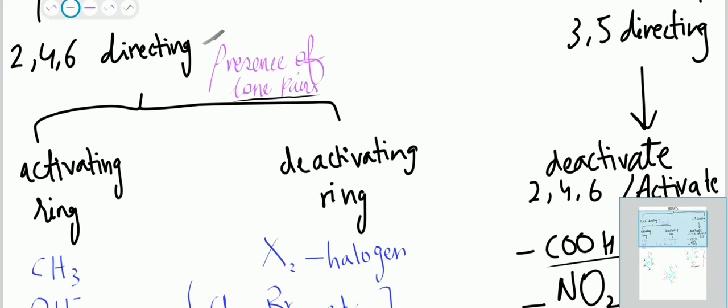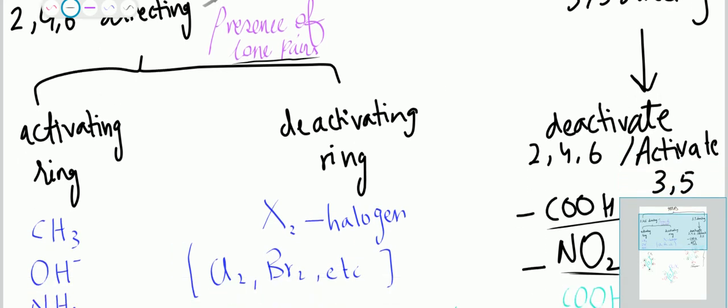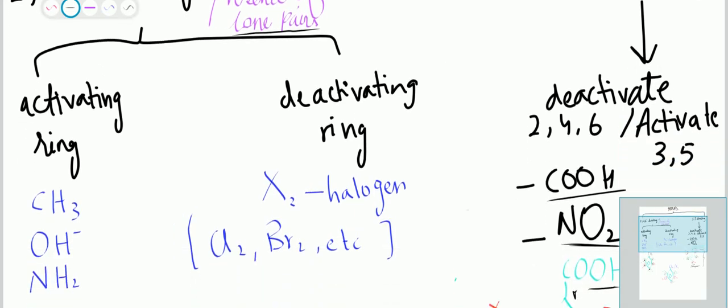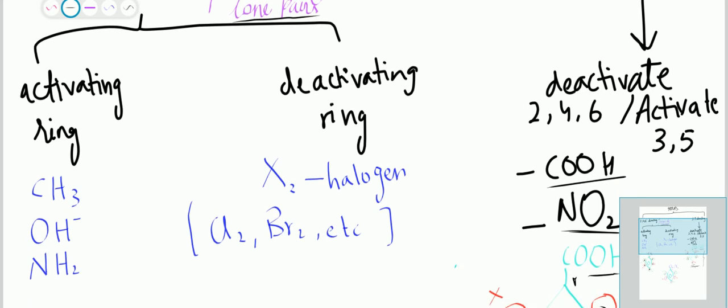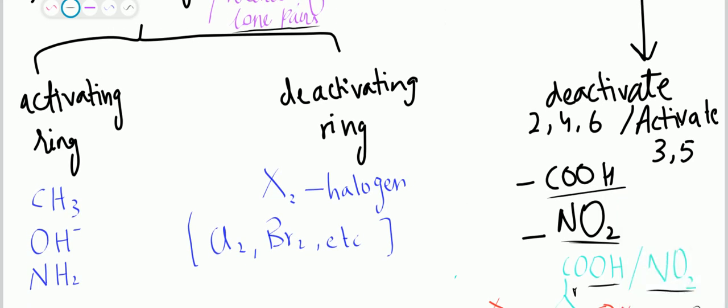Now let's see the 2, 4, 6 directing groups. Even in this particular category, we have further 2 categories: the groups that activate the ring and the groups that deactivate the ring. The activating ring groups are the methyl group, the hydroxide group, and the NH2 group. And the deactivating ring groups are basically halogens, right? It could be chlorine, bromine, etc.